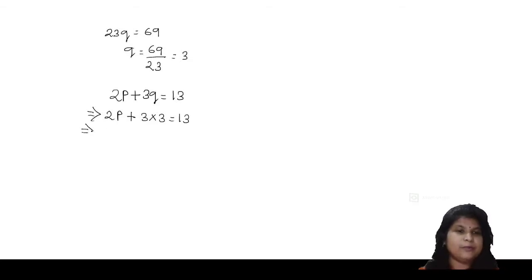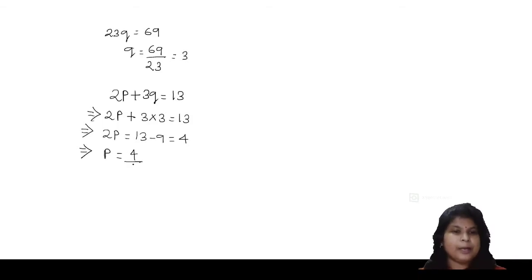Then what will be the value of p then? Your 2p will be equal to 13 minus 9, that is 4. So, what is the value of p then? P is equal to 4 divided by 2, that is 2.